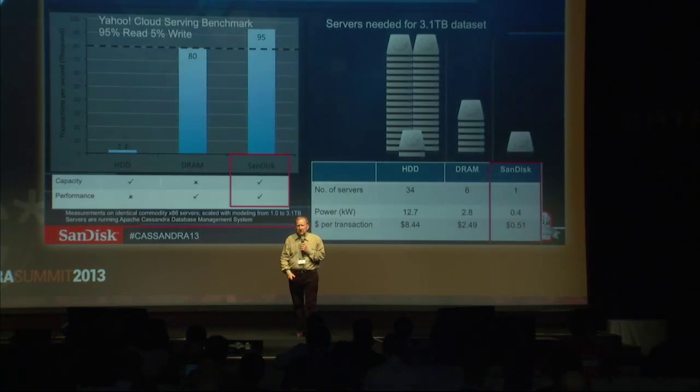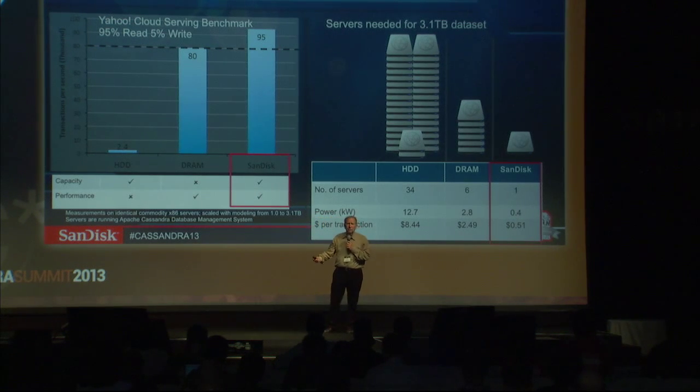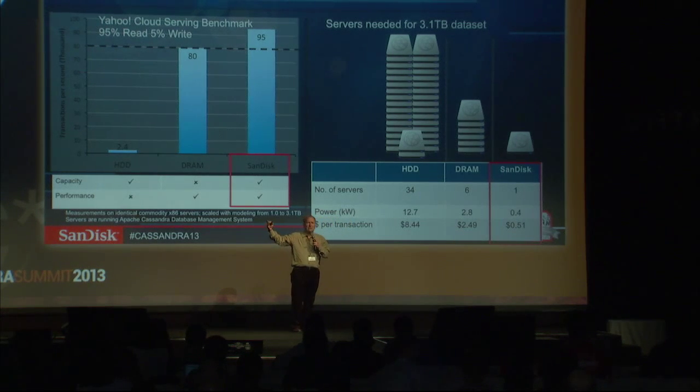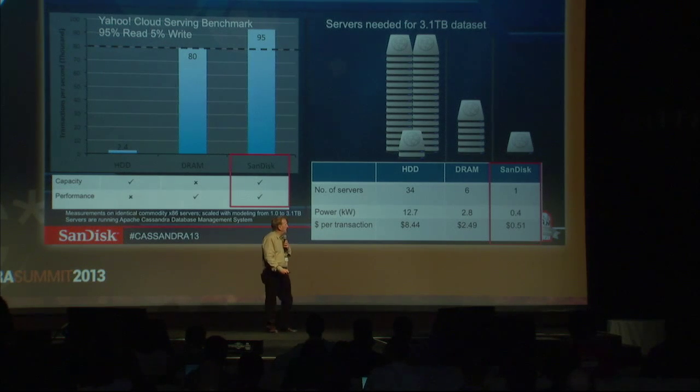What does this mean to you? Well, what it means is when you and your customers deploy Cassandra in flash-based configurations, you're going to be able to have 1 server versus 6 if you use 750 gigabyte Dell 720s with DRAM, or 34 servers with flash, with dramatic reduction in power, with dramatic reduction in total cost of ownership.